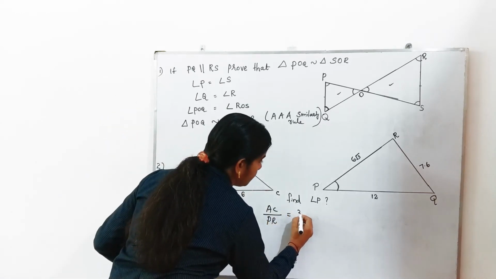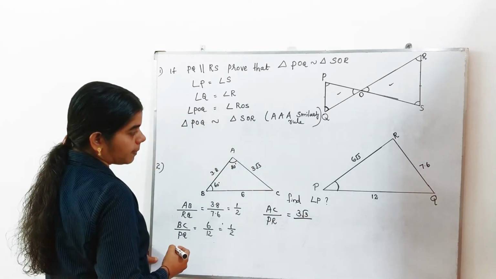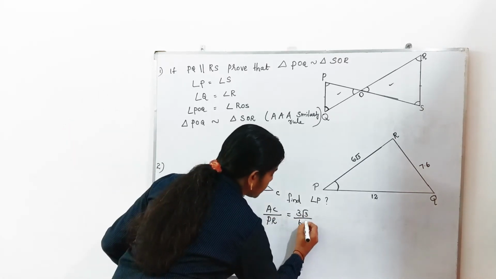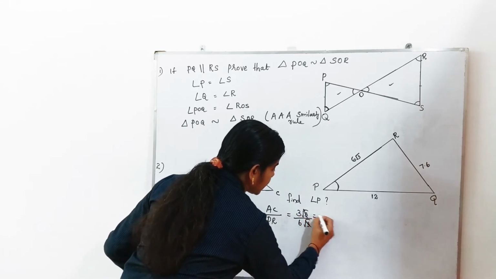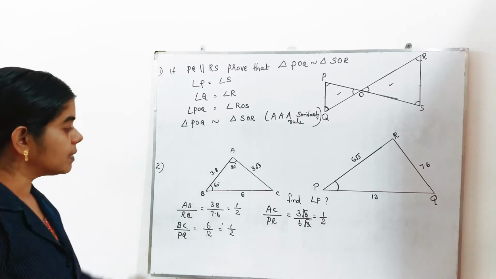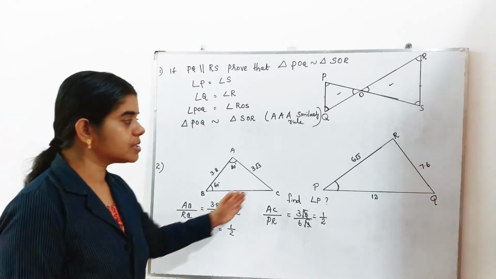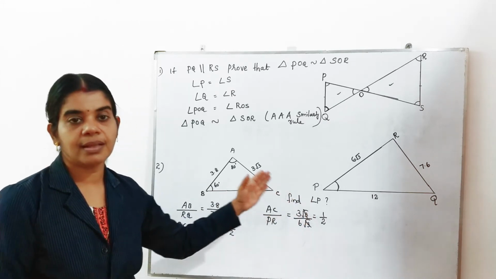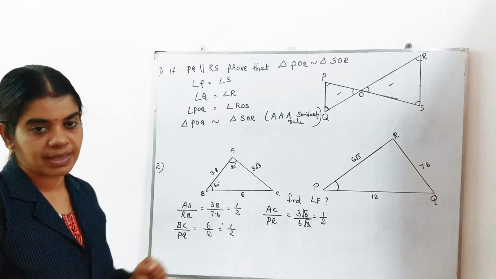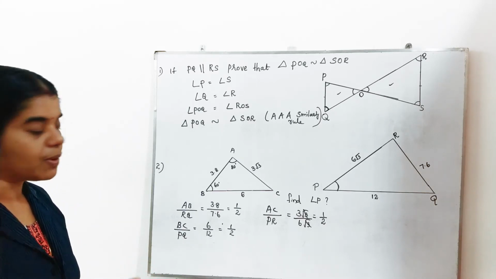3 root 3 by 6 root 3. Root 3 and root 3 we can cut, 3 by 6 that's equal to 1 by 2. Then we got all the sides ratio equal. So these two triangles are similar by SSS similarity rule, because the ratios of the 3 sides are equal.